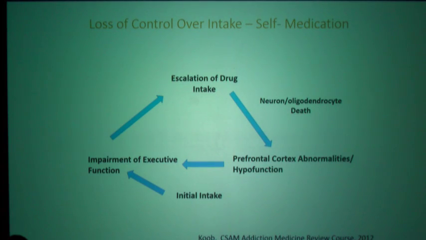And the process by which this happens is kind of a vicious cycle, where you have this initial intake, which causes this initial impairment of executive functioning. So then you make a bad decision. You say, okay, I'll use a little bit more. That causes neuron death in the frontal cortex, which then causes more lasting prefrontal cortex abnormalities and hypofunction, and that causes further impairment of the executive functioning, and the cycle continues.